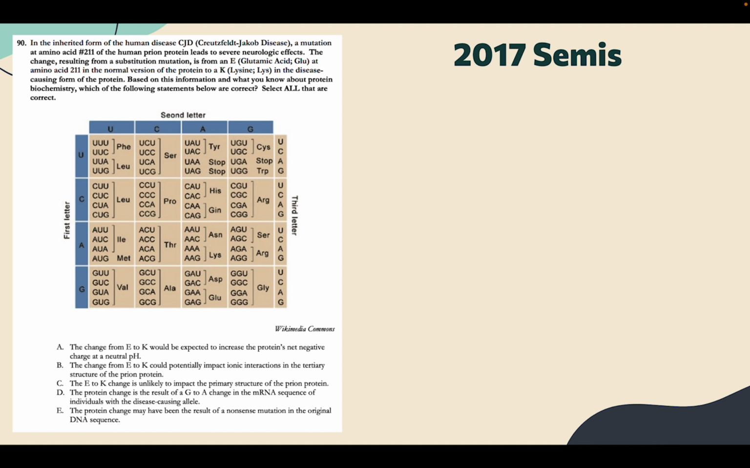So let's look at A. The change from E to K would be expected to increase the protein's net negative charge at a neutral pH. So we went from an acidic amino acid to a basic one. Acidic amino acids are negatively charged, and basic ones will be positively charged. So no, that's not true. B, the change from E to K could potentially impact ionic interactions in the tertiary structure of the prion protein. Yeah, because we just swapped something negatively charged for something positively charged, so it's reasonable to assume that.